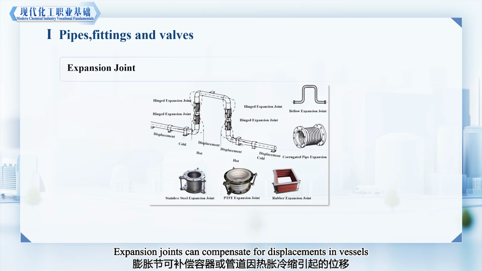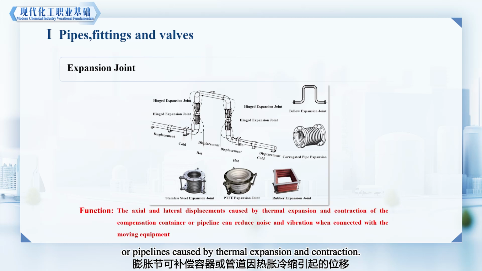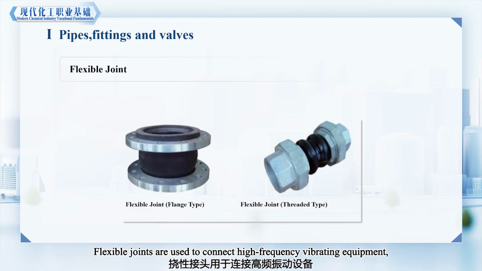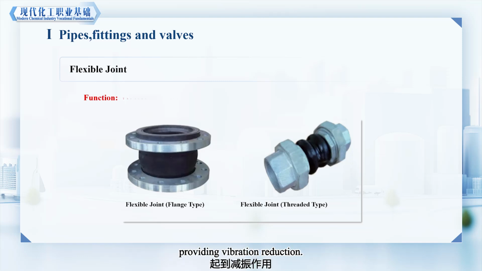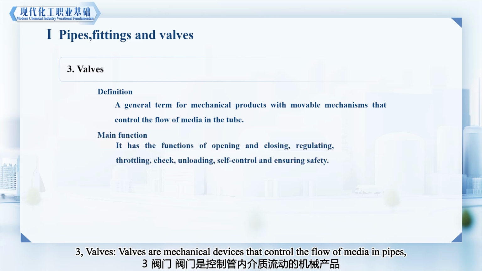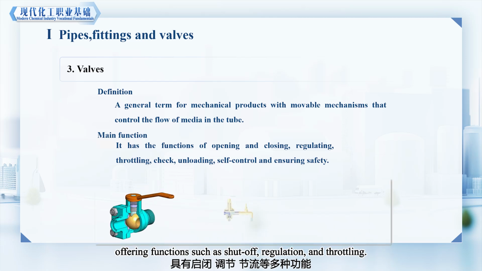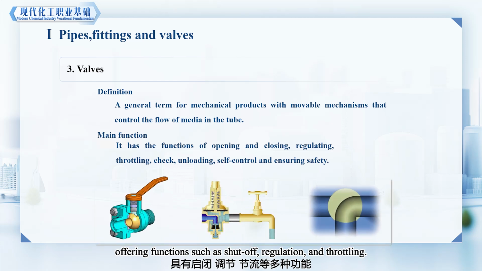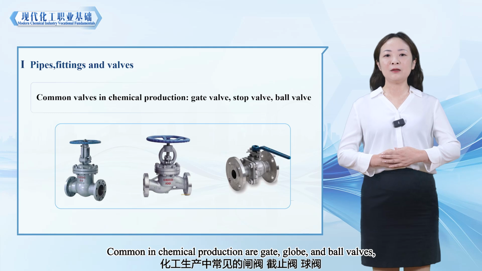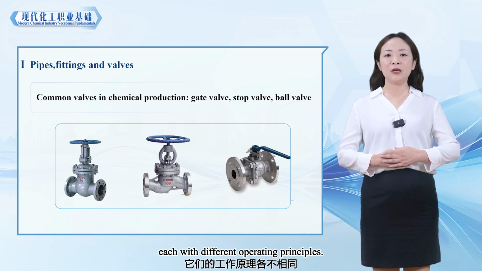Expansion joints can compensate for displacements in vessels or pipelines caused by thermal expansion and contraction. Flexible joints are used to connect high-frequency vibrating equipment, providing vibration reduction. Third, valves. Valves are mechanical devices that control the flow of media in pipes, offering functions such as shut-off, regulation and throttling. Common in chemical production are gate, globe, and ball valves, each with different operating principles.